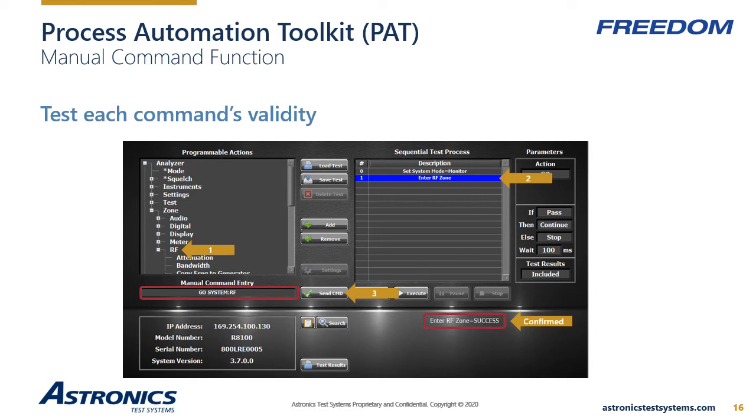Manual command entry. Please note you must be connected to the instrument to use this feature, by either Ethernet or DHCP. The manual command field is populated with the currently selected line. Pressing send command will check the validity of the command and the R8000 will return success or an error message. This feature also enables debugging a script by executing the script line by line.